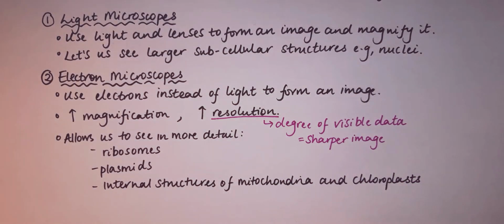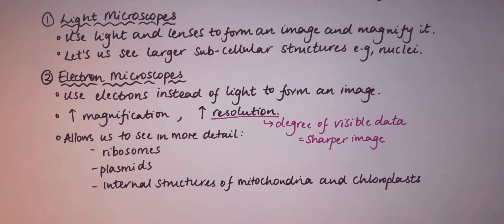So here are the things that we can see in more detail. These are just examples. There are lots and lots of other subcellular structures, the internal structures of things that we can see in plant and animal cells, even in bacteria cells. So those are the two types of microscopes and what they enable us to see.